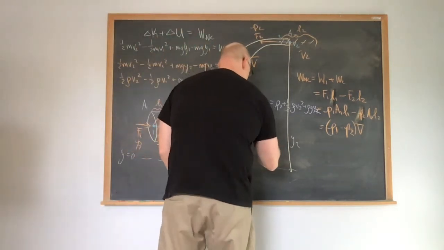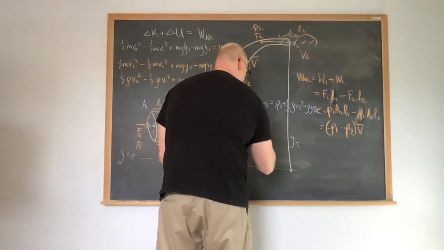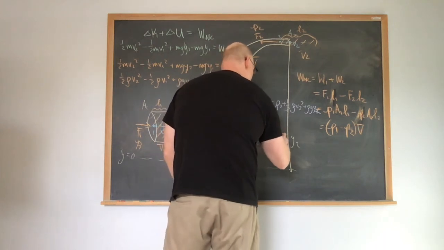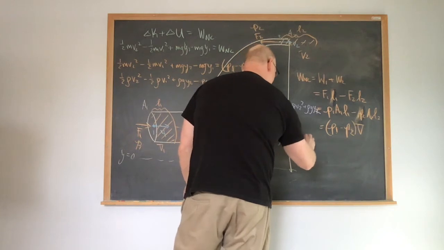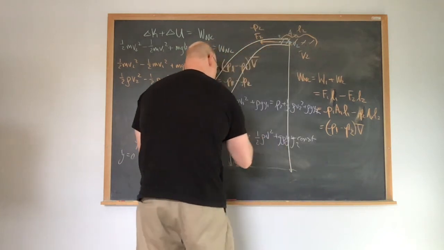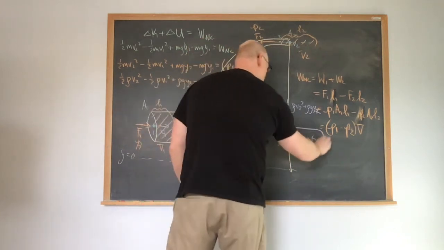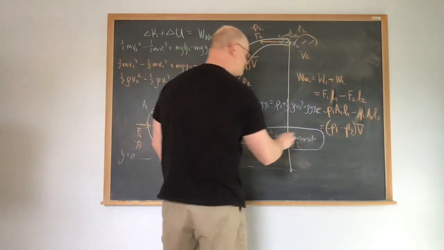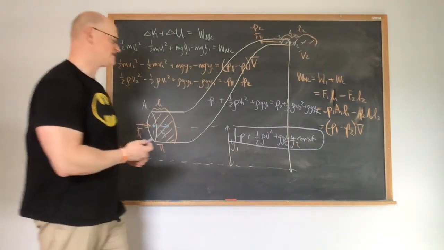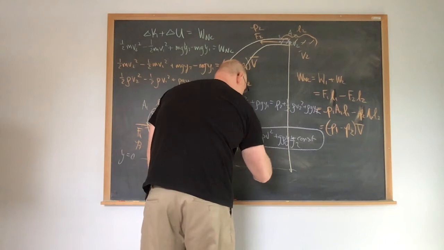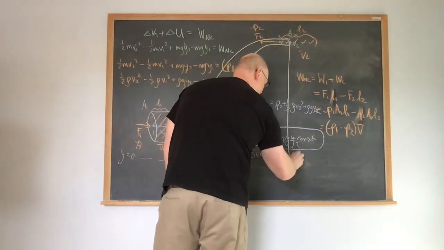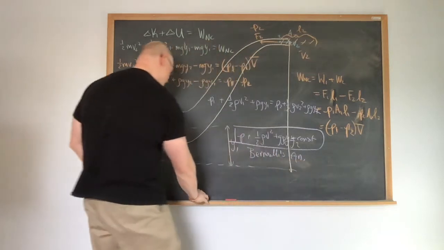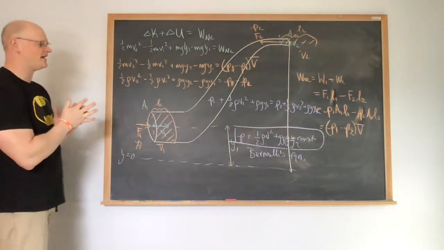So finally what we get is 1/2 rho times V squared plus g times rho times y plus the pressure must be equal to a constant at any point along the tube. Okay. This is what's known as Bernoulli's equation. So Bernoulli's equation simply says that this thing must be constant at any particular point.